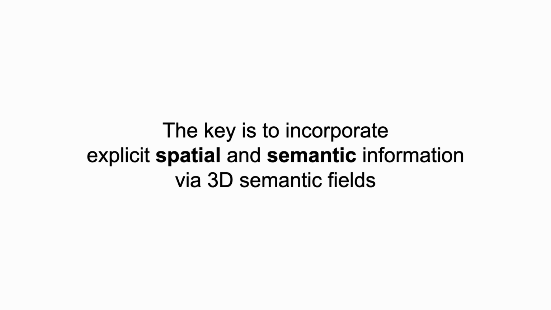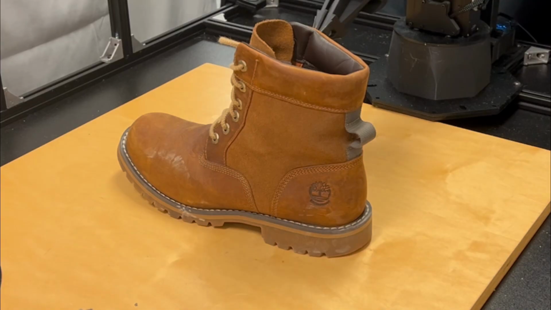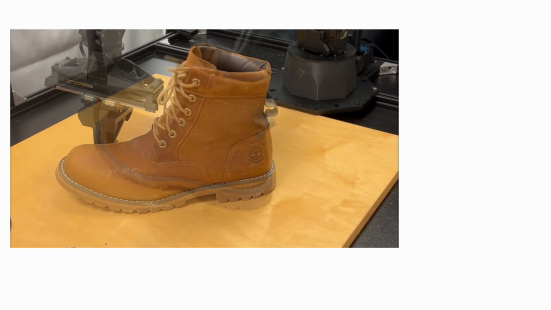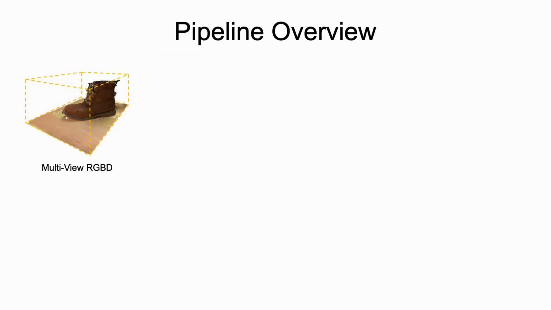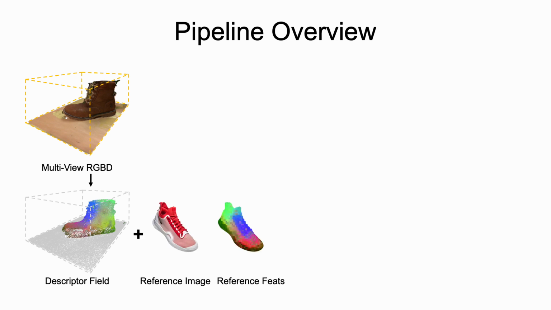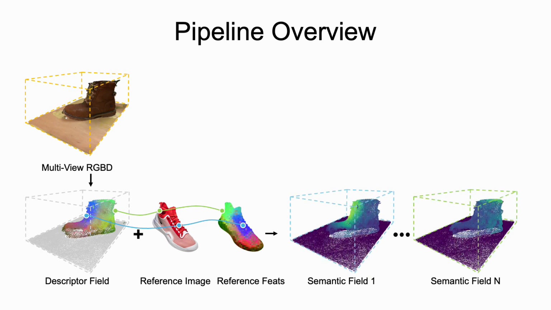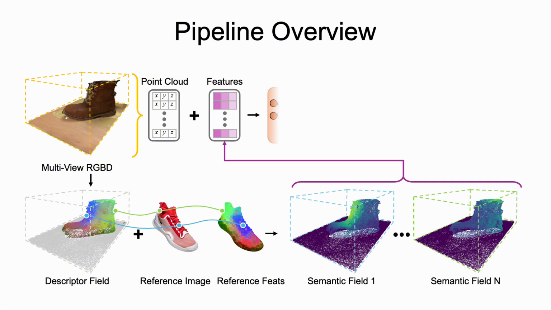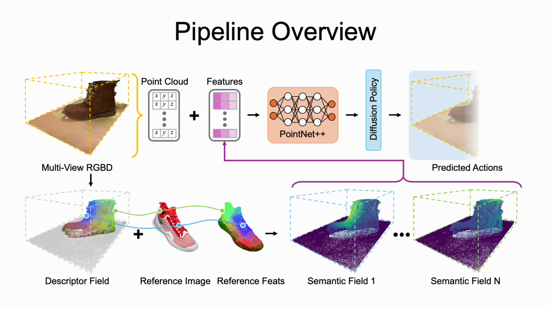We incorporate spatial and semantic information using 3D semantic fields. Here is an example of a shoe aligning task. In one policy rollout step, we first obtain multi-view RGBD observations and extract 3D descriptor fields encoding high-dimensional features. Compared with selected descriptors from reference images, we obtain our semantic fields, measured by the descriptor similarity. Semantic fields and raw point clouds are then fed into our PointNet++ and diffusion policy network to predict actions.